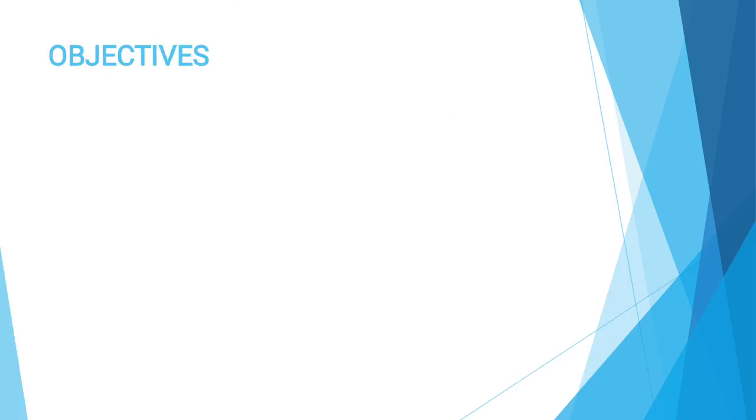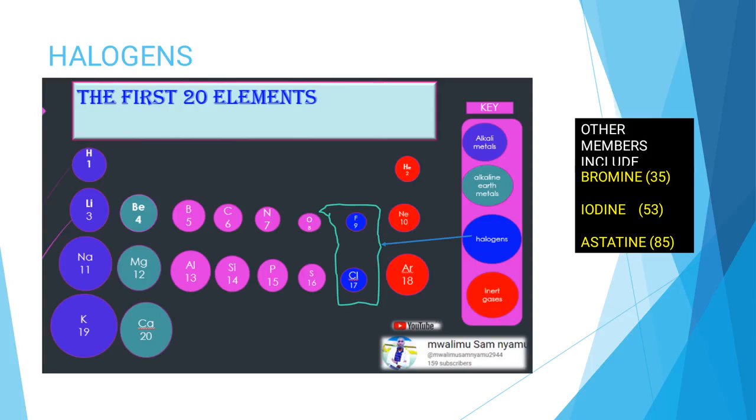The objectives of the lesson are that by the end of today's lesson you should be able to mention the chemical properties of the halogens, the physical properties, as well as the uses of some of the halogens.